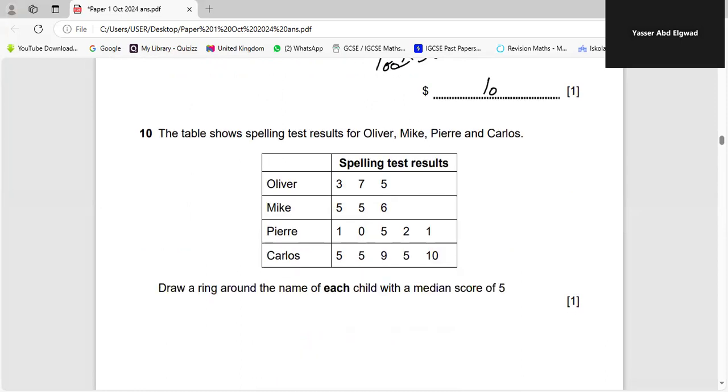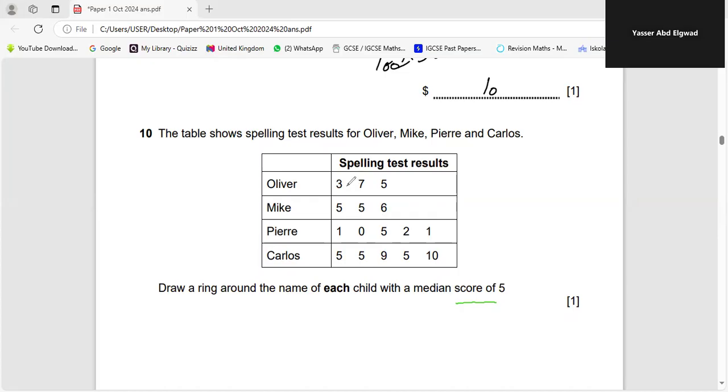Question number 10: the table shows spelling test results between 4 students. Draw a ring around the name of each child with a median score of 5. In our question, we have to know what is meant by median. Median is the middle: you have to arrange the numbers from smallest to largest and take the middle number. This is called the median.